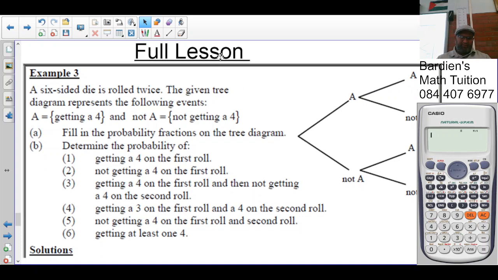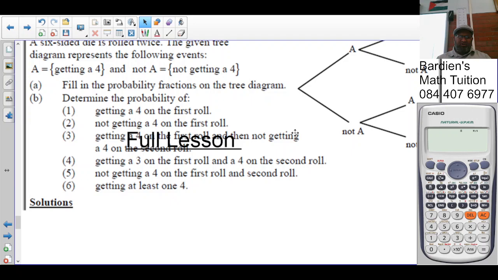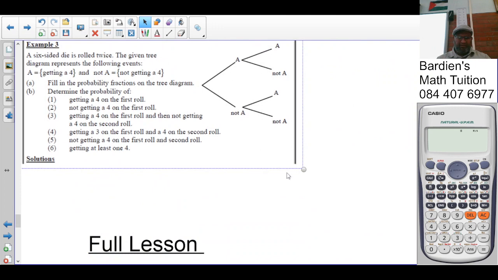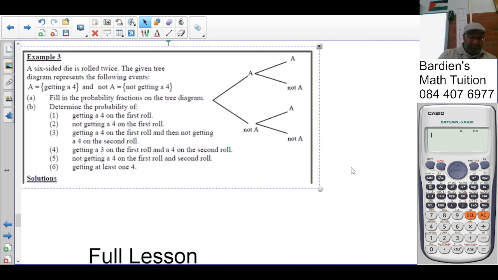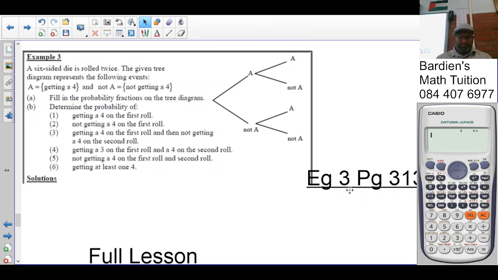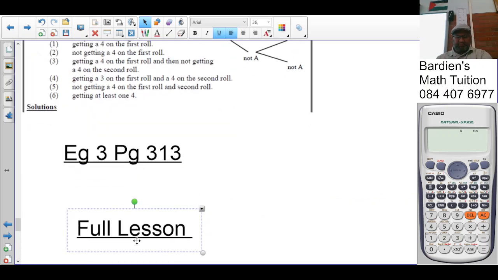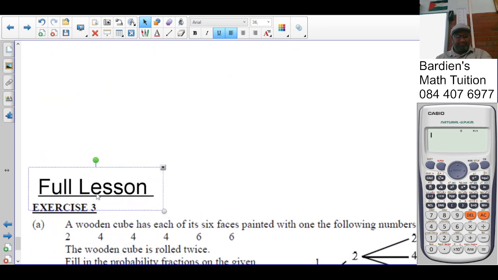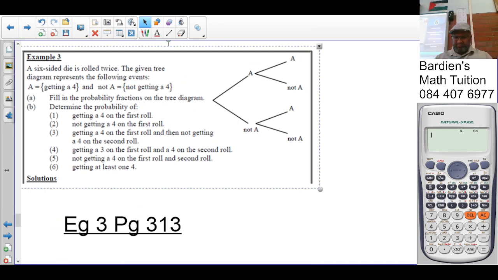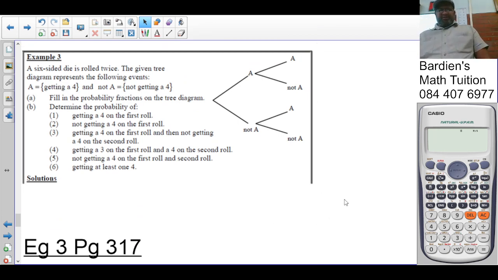Okay. So now we're looking at example 3, and example 3 is on page. Sorry? Example on page 297. Sorry? 313. Okay. Hi. Okay, so it's exercise 3 on page 317.